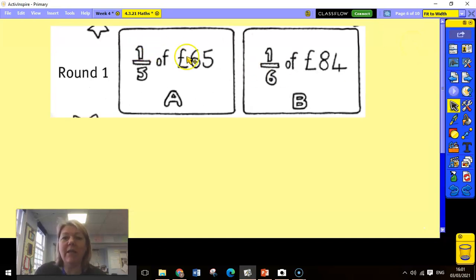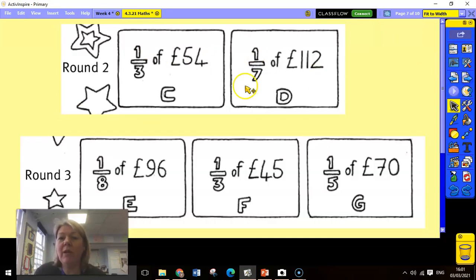Okay, you can see that all the fractions are unit fractions, so you're only finding one part. Remember, you can use those times table facts to help you here as well. Okay, so this could take you a little while. You've got a bit of working out to do. I'll put the answers to this on the Google Drive.